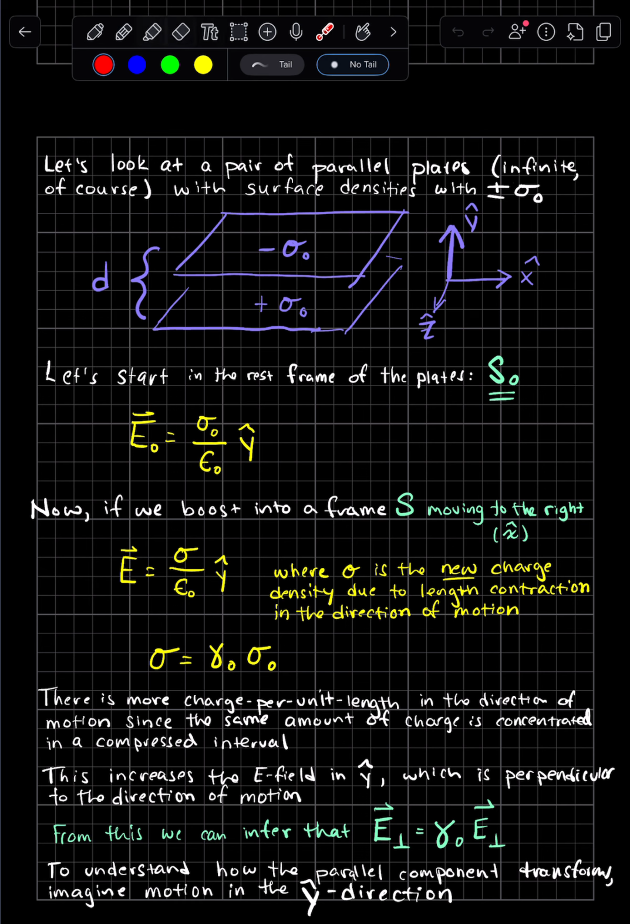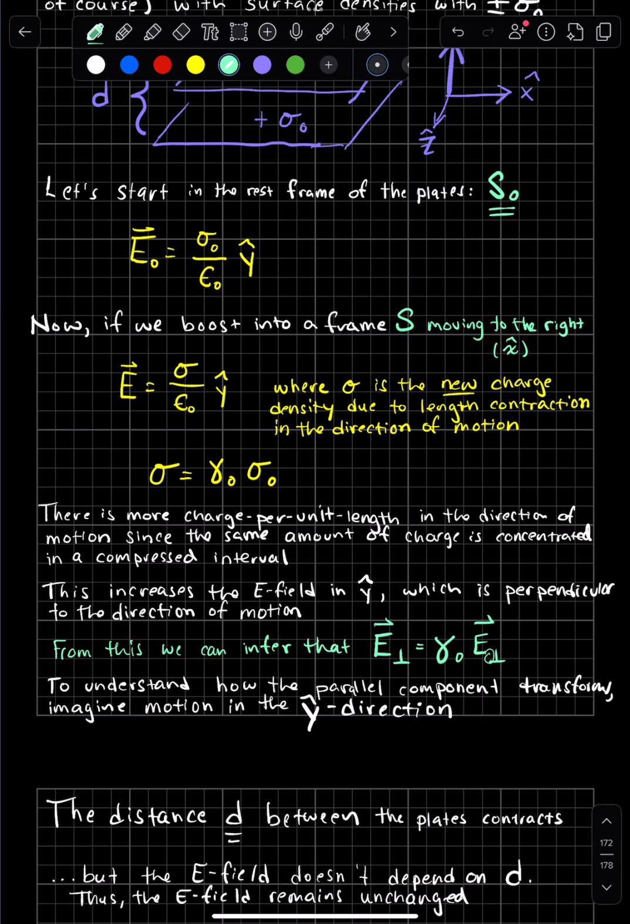No, this is the right notation. This just needs a naught. E perpendicular in S is equal to the E field at rest times gamma naught. And by the way, when I say gamma naught, of course you know the formula is 1 over the square root of 1 minus v squared over c squared, where here v is the speed of S relative to S naught. It's the speed at which this new frame of reference is moving relative to the stationary frame.